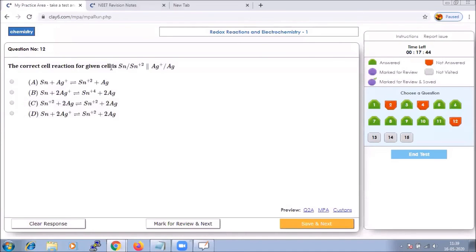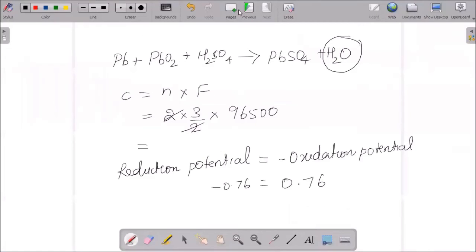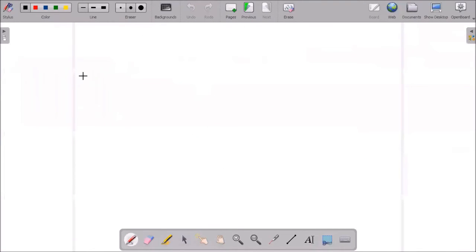The correct cell reaction for the given cell, where Sn should get converted to Sn2+, and Ag+ should get converted to Ag. Let us write the reaction. Sn gets converted to Sn2+ plus 2 electrons. Next, Ag+ plus an electron should get converted to Ag. So it will give you Ag.